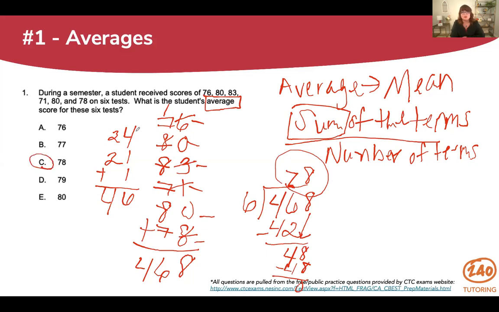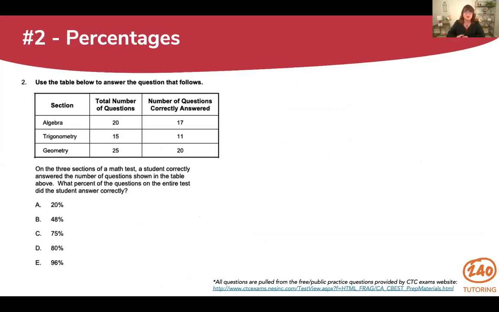Notice there's lots of easy ways to mess up because they have these answers so close together. So if you make a little error in that addition or division, it's very easy to select the wrong answer. Again, I'm going to emphasize knowing your basic facts makes the math go faster. Remember, average is the same as mean: sum of the terms divided by the number of terms. So add, then divide by the number. Now let's move on to the next question.